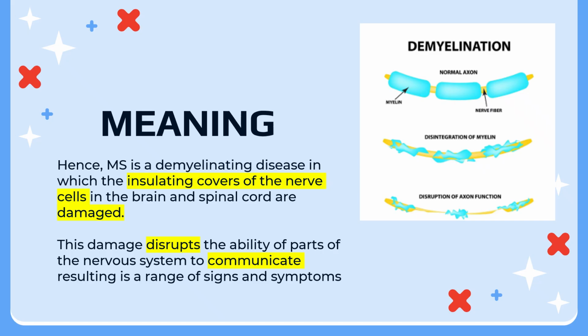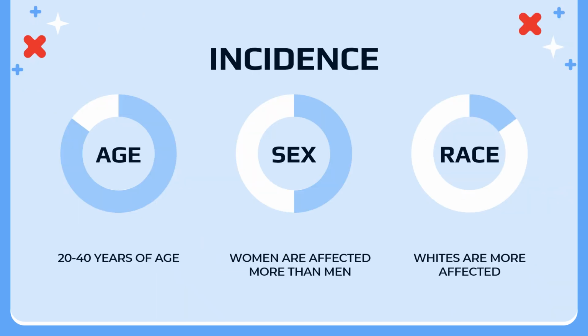This damage disturbs the ability of the parts of the nervous system to communicate, because the myelin is protecting the axon. That's why the communication is happening smoothly. So what if the protection goes out? You cannot communicate that well. So the basic function of the nervous system breaks down, and there are a lot of neurological signs and symptoms. Now, if you talk about the age, it is from 20 to 40 years of age. Women are more affected, and whites are more affected than the rest of the races.